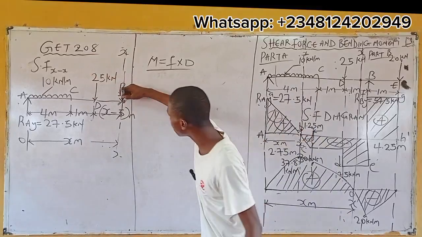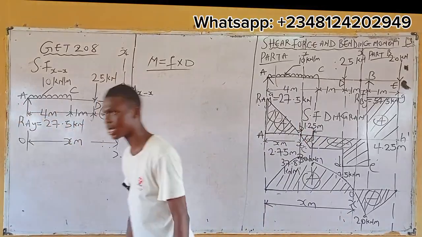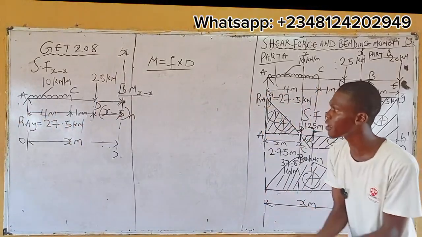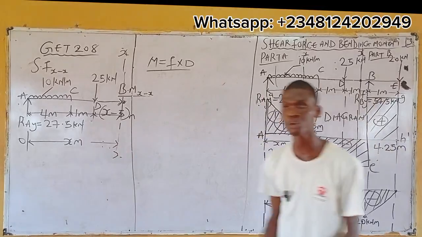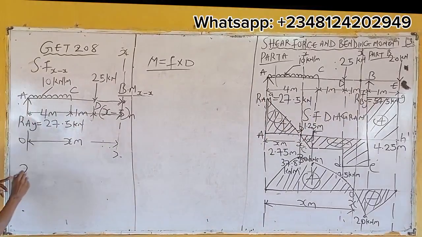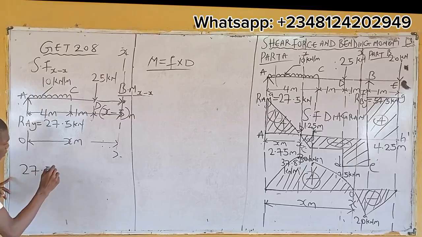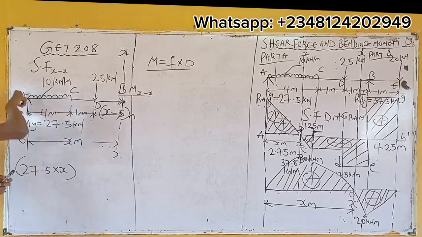So taking bending moment about this point, what's the force? What's the distance? The force is 27.5. The distance is X. In what direction, clockwise or anti-clockwise? Clockwise. So what do you have? 27.5 multiplied by X. This is for this support, right?